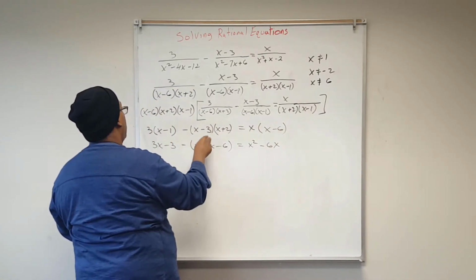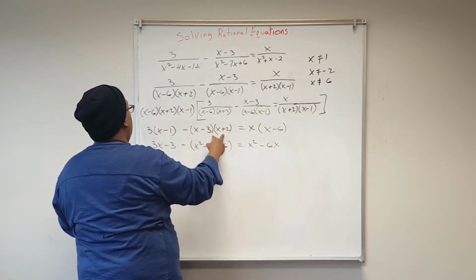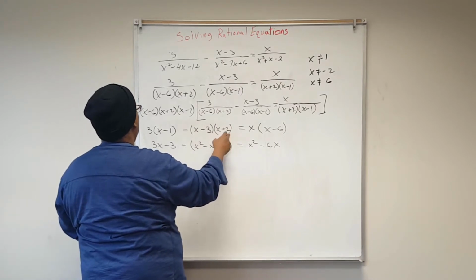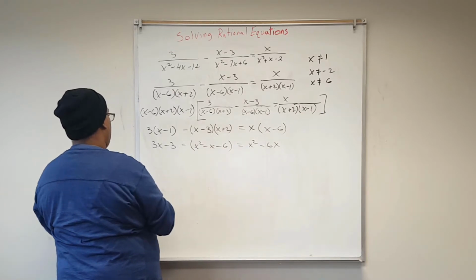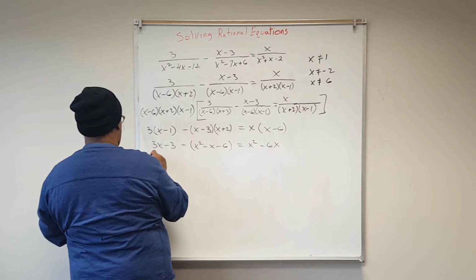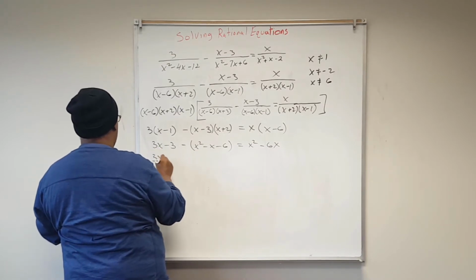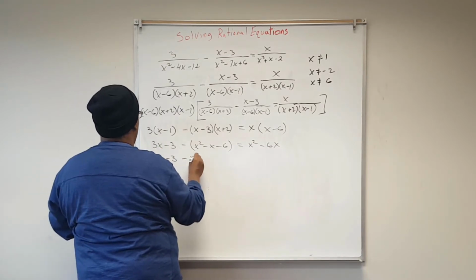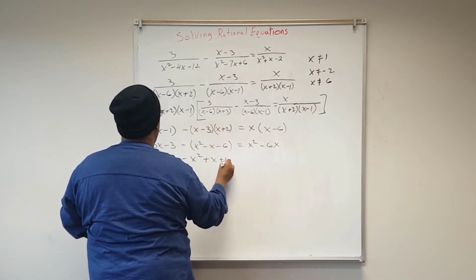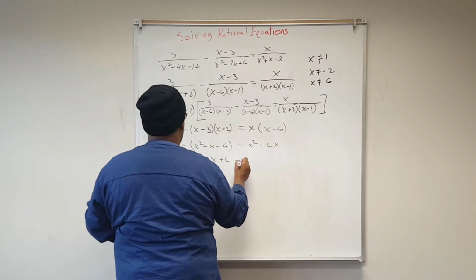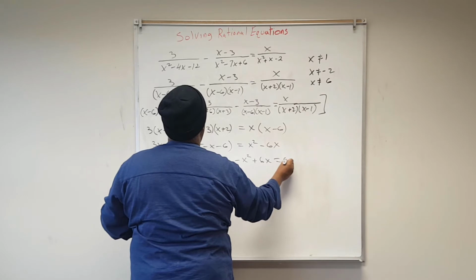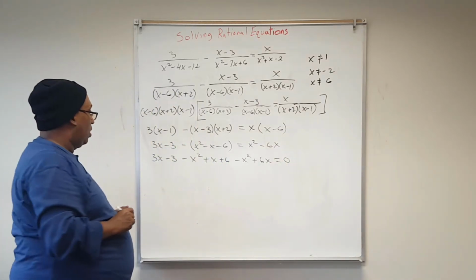X times x is x squared. Minus 3 plus 2 is minus x. Minus 3 times 2 is negative 6. Using the distributive property here, we can rewrite this as 3x minus 3 minus x squared plus x plus 6. Moving this over, we get minus x squared plus 6x equals 0.